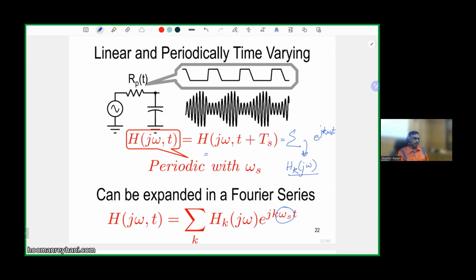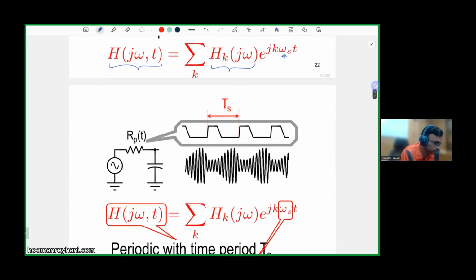Takeaway, right? So basically, the periodically changing gain that's experienced by the input sinusoid at a frequency omega can be expanded in a Fourier series. This is the fundamental frequency, and these are the Fourier series coefficients. And Fourier series coefficients do not depend on time, obviously, but they only depend on the input frequency omega. Very good. I hope this is clear.